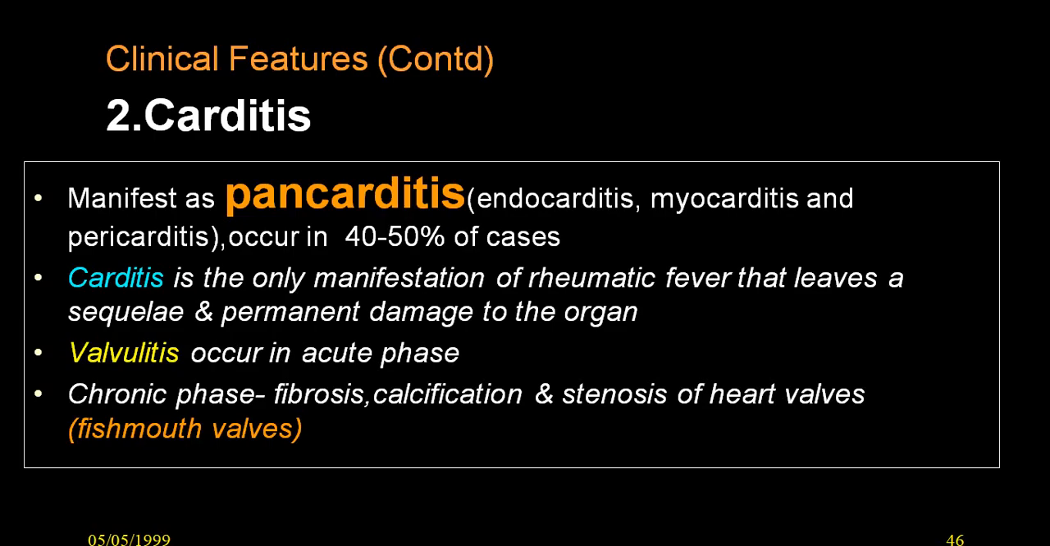Second common major criterion is carditis. When you get involvement of all three layers, it is called pancarditis. By and large, in pericarditis, it may produce a dry pericarditis with or without effusion, which will resolve within 2 to 3 weeks. Myocarditis will produce involvement of the myocardium, where you will have acute myocarditis producing tachycardia, cardiomegaly, and may be associated with congestive heart failure.